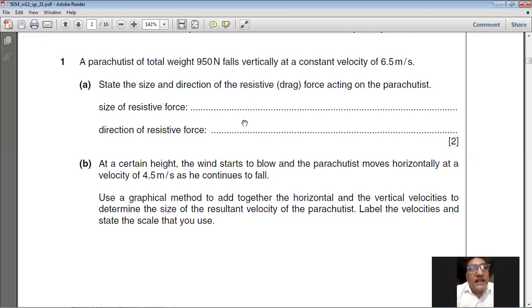Then it asks for the direction of the resistive force. The direction of the resistive force is opposite to the motion of the body, because the body is falling downward. So the direction of the resistive force will be upward. So here you will write upward. I hope that you have understood.